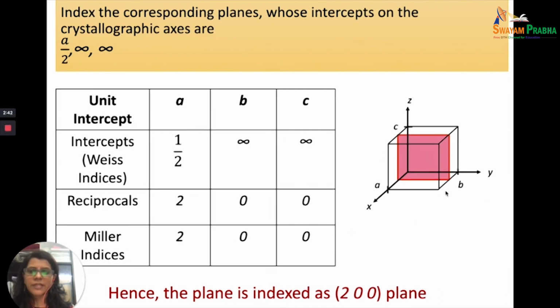Now look at this plane. It is cutting only the x-axis. It is parallel to the y-axis and is also parallel to the z-axis. So the intercepts are 1 by 2, infinity, infinity. Again you take a reciprocal. In this case, when you take a reciprocal, you already get clear numbers: 2, 0, 0. So the Miller indices are 2, 0, 0 for this plane.